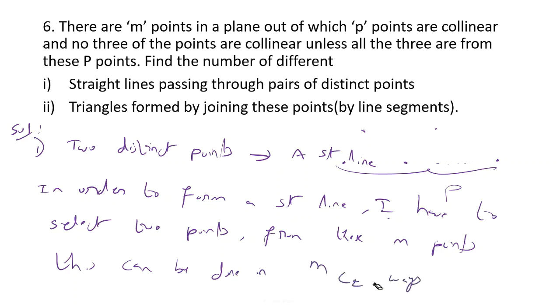But this is not our correct answer, because these p points are collinear. If I choose my points 1 and 2, then it will form a straight line that passes through all these p points. If I choose 2 and 3, it will also form a straight line, but those 2 straight lines are the same. So if I choose any 2 points from these p points, I will get the same straight line. So I am counting that same straight line p choose 2 times.